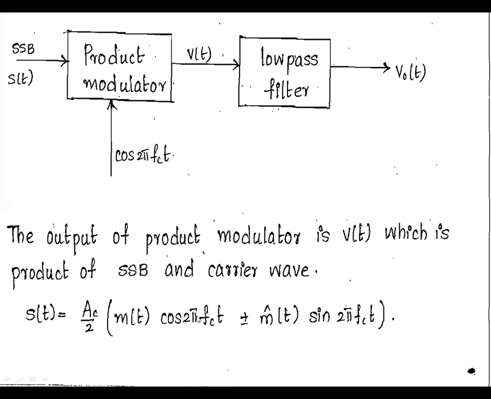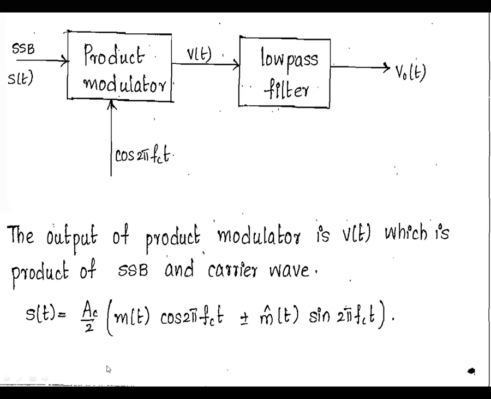This cos 2 pi f_c t is from the transmitted data, that is, from the modulation. And this is the cos 2 pi f_c t supplied to the receiver, to the demodulator. So these two signals are different. Please note that point.